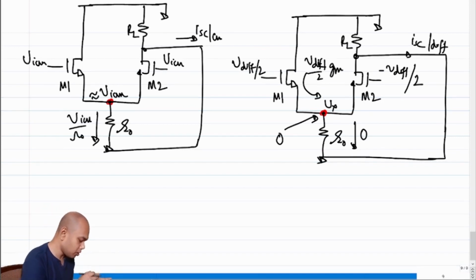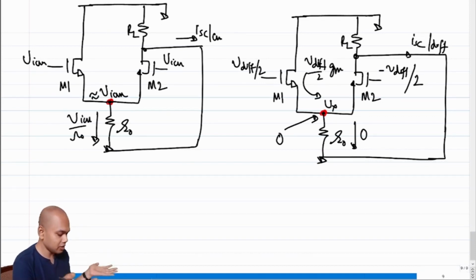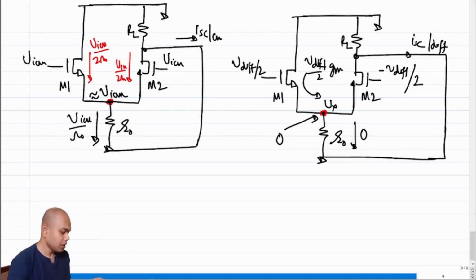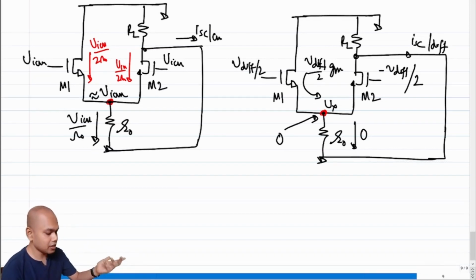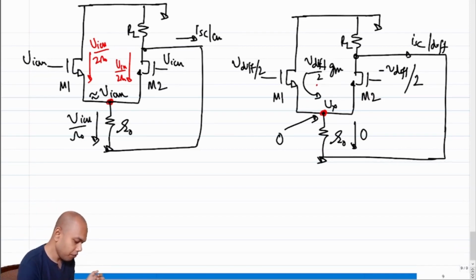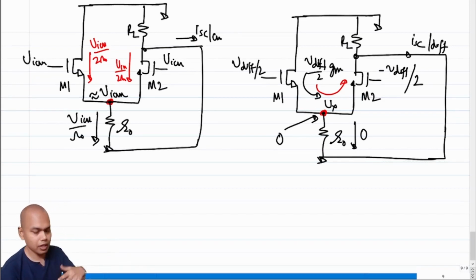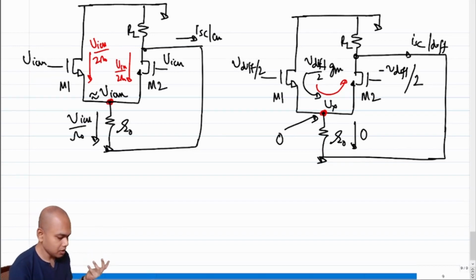Again, in case of a common mode, this current VICM over R0, where will it flow? This current will flow equally between two branches, because again, symmetry. So it will flow equally over two branches. This will be VICM over 2 R0, and the other will also be VICM over 2 R0. Now this VICM over 2 R0 makes its way into the short circuit and creates the short circuit current. In case of a differential mode, VDiff over 2 times Gm makes its way into the short circuit and creates a short circuit current, which is VDiff Gm over 2.